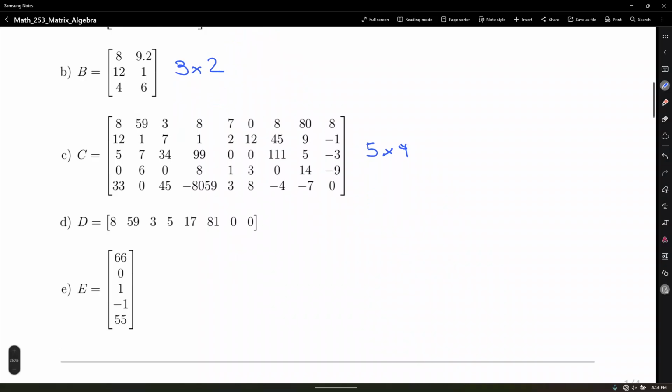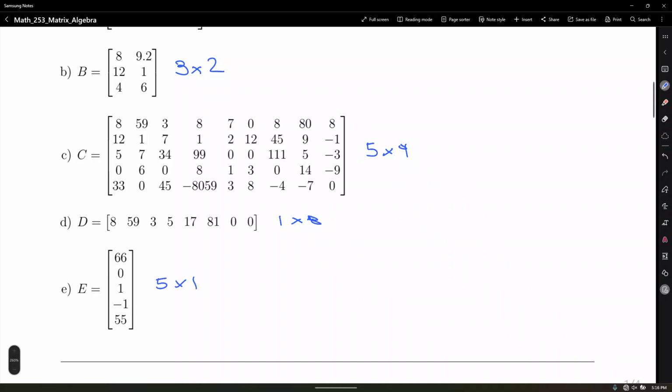How many rows? Just 1 row. How many columns? 8. So 1 by 8. In fact, what about letter E? How many rows and how many columns? How many columns? 1. How many rows first? 1, 2, 3, 4, 5 by 1.